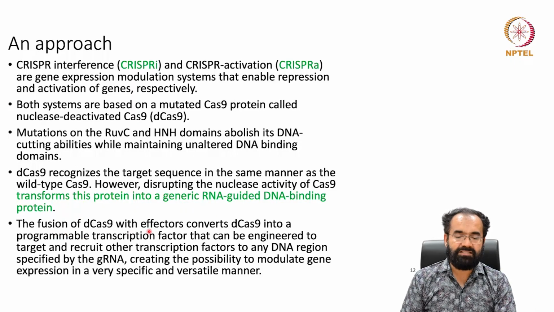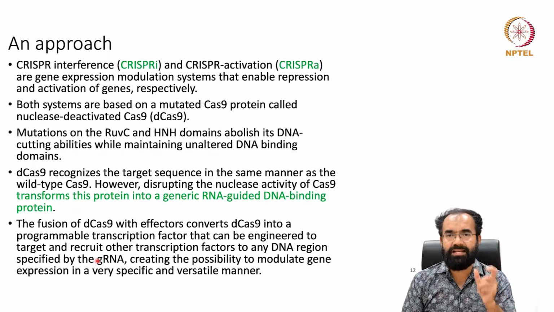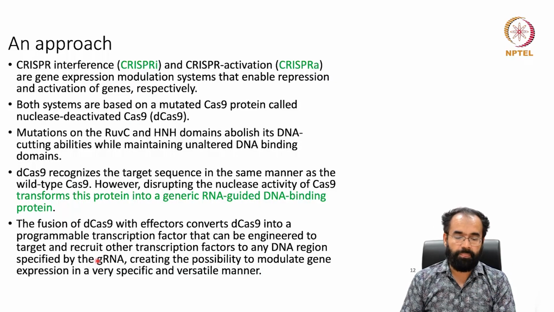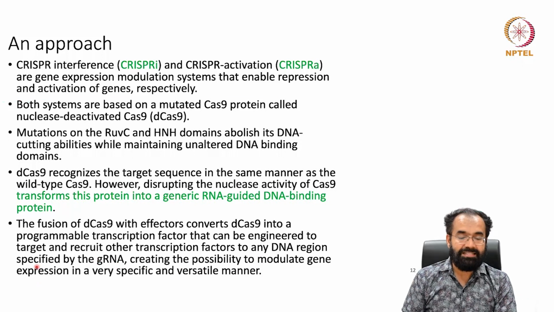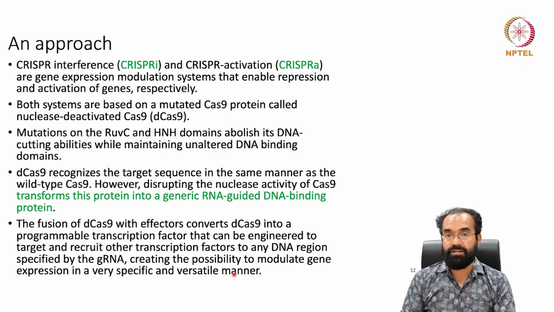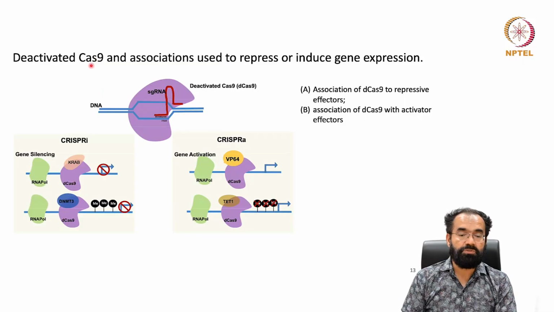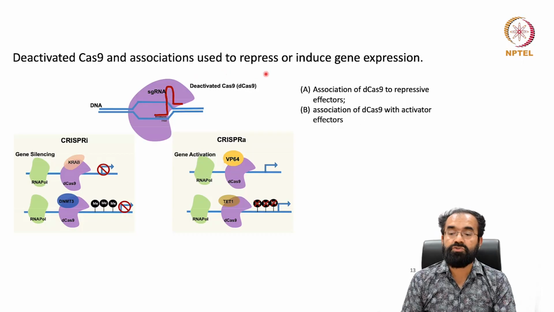The fusion of dCas9 with effectors converts dCas9 into a programmable transcription factor that can be engineered to target and recruit other transcription factors to any DNA region specified by the gRNA, because you can target any region. No region is immune to the CRISPR-Cas9 approach, creating the possibility to modulate gene expression in a very specific and versatile manner. So this is the picture that shows deactivated Cas9 and associated proteins used to repress and induce gene expression. So you can see two examples.